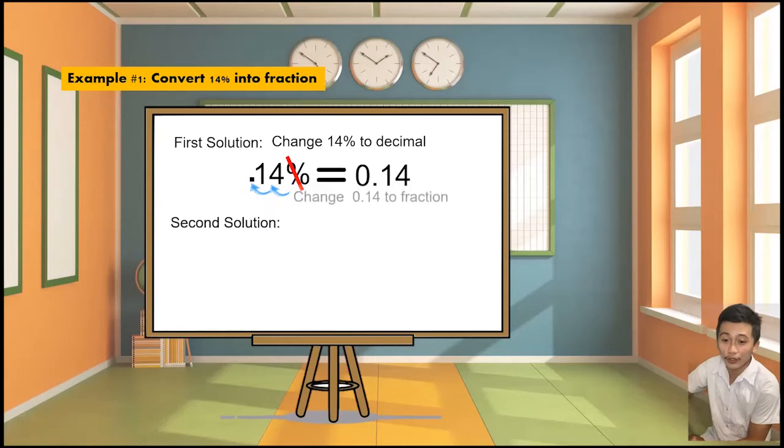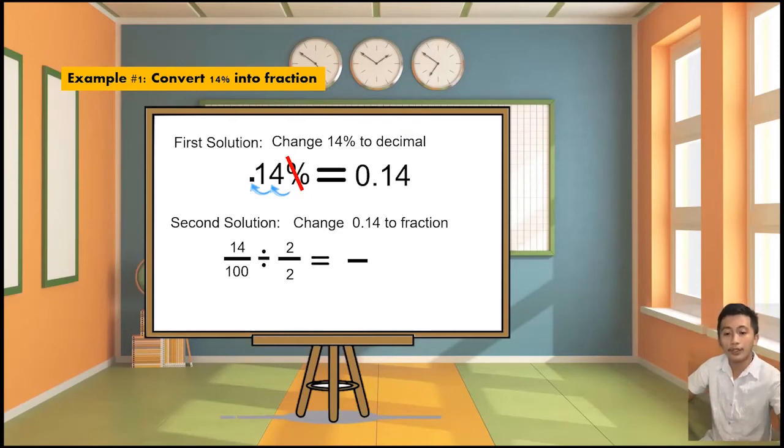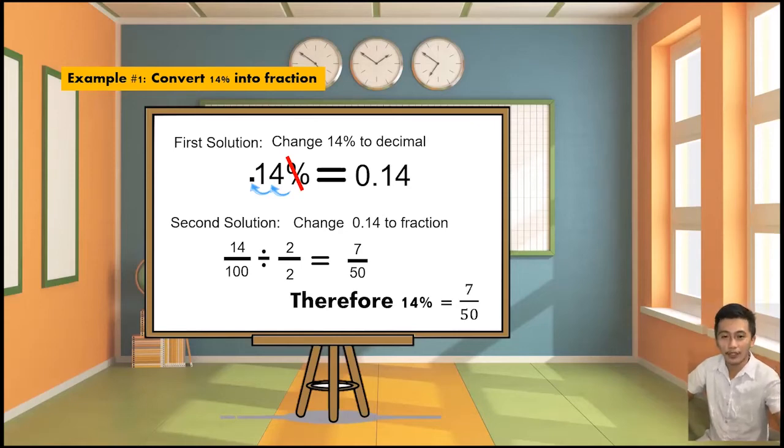So for our second solution, we will change 14 hundredths to fraction. Since our given decimal has 2 decimal places, our fraction will be 14 over 100. Since 14 over 100 can be reduced to lowest terms, we will divide both by their GCF. So 14 divided by 2 gives us 7, and 100 divided by 2 gives us 50. So therefore, 14% is equal to 7 over 50.